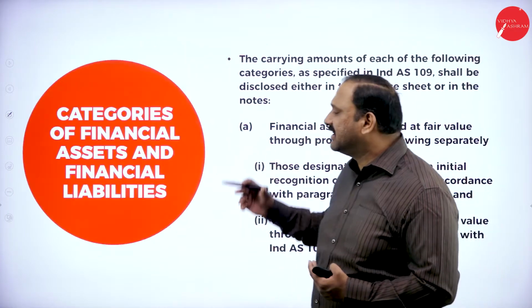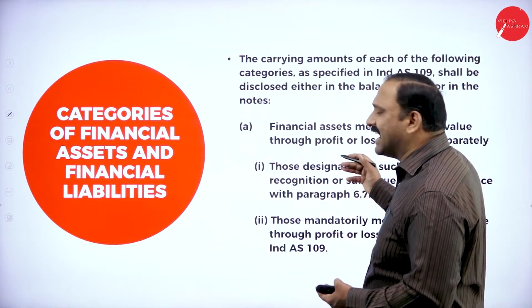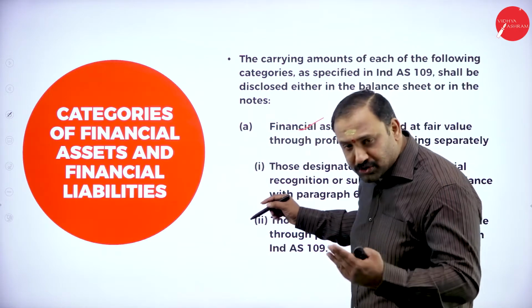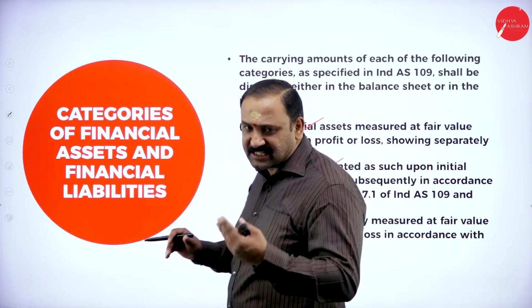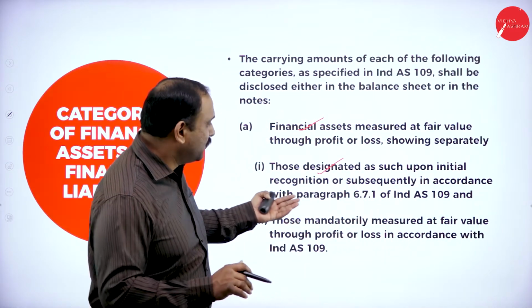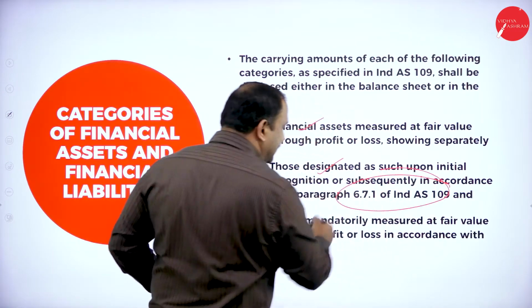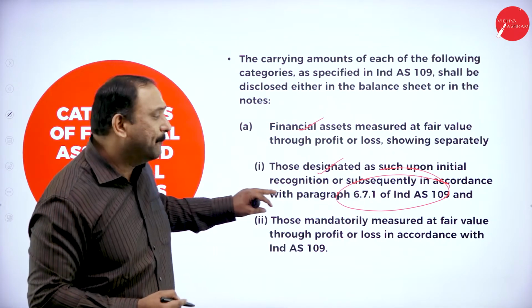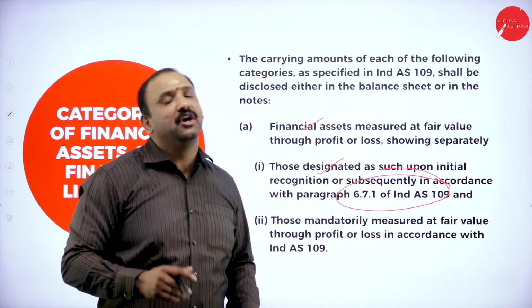Followed by the categories of financial assets and financial liabilities. What are the category assets? We look here: the financial assets measured at fair value, those which are designated as such upon initial recognition and subsequently when it moves ahead. So when you look into paragraph 6.7 as given in Indian Accounting Standard 109, and those which are mandatorily measured at fair value through profit and loss in accordance with 109.